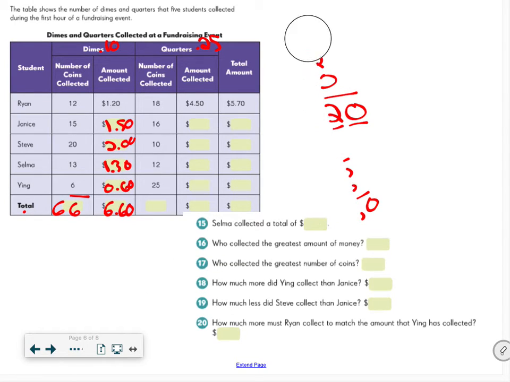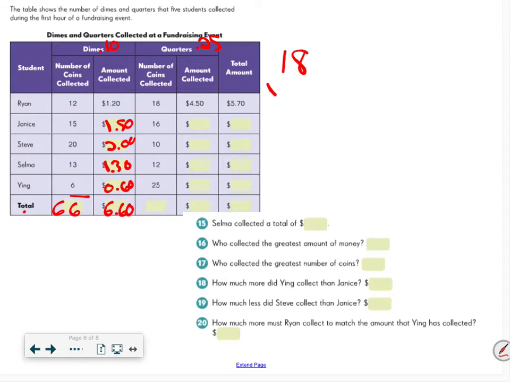Quarters are, same thing, you have to think they're worth 25 cents. And I always have to think, how many are in $1? Well, there's 4 quarters in $1. So there's two ways to do this. You could take 18 quarters, and if they're each 25 cents, you could multiply by 25, but this is going to take you a little while, because 25's not as easy to multiply by as 10 was. 10 is easy to multiply by, 25 is not. You can do this, though.